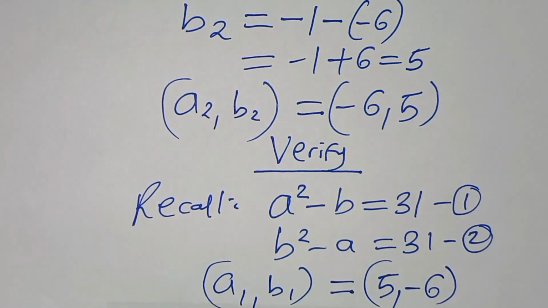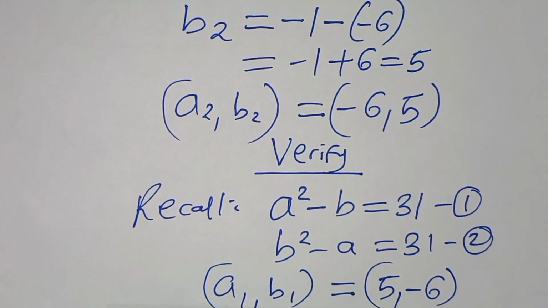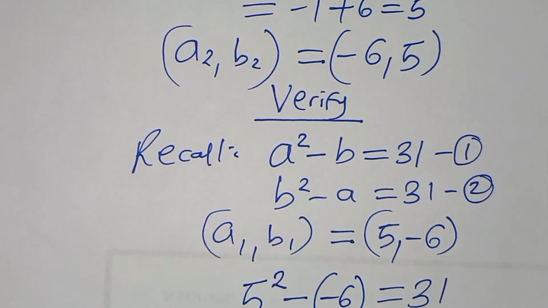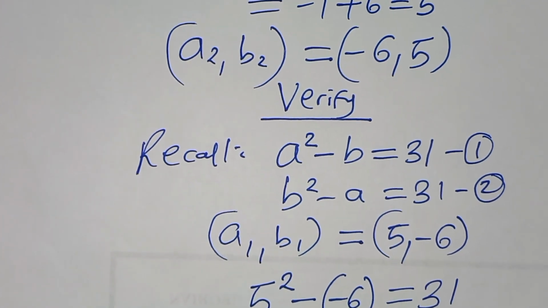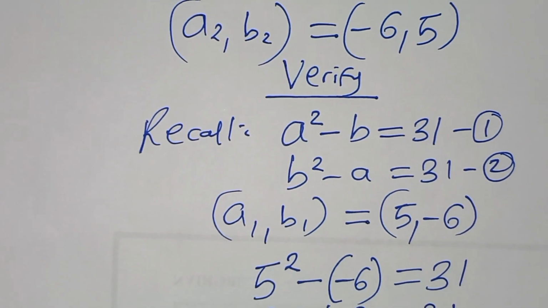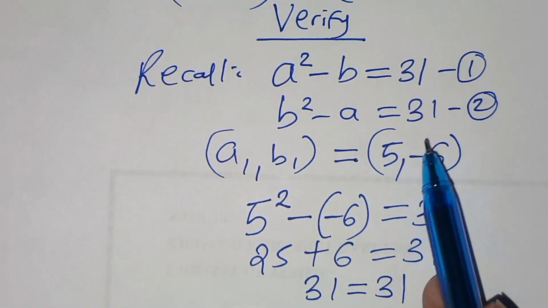So you will have 5 squared subtract b, which is actually minus 6. This should give us a value of 31. So 5 squared is 25. Minus times minus is plus 6. This should be equal to 31. So 25 plus 6 is actually 31, which is equal to 31. And therefore, this implies that a1, b1 satisfies the equation.